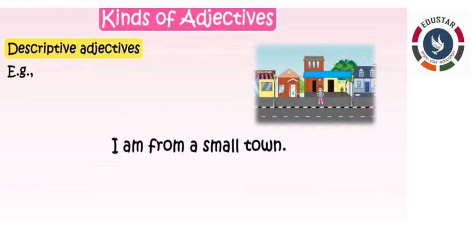Your next example is, I am from a small town. So, which is a naming word here? Town. So, you are going to ask a question, what kind of a town? What kind of a town? Small town. So, the word small is telling us about the quality of the town. Can you understand?